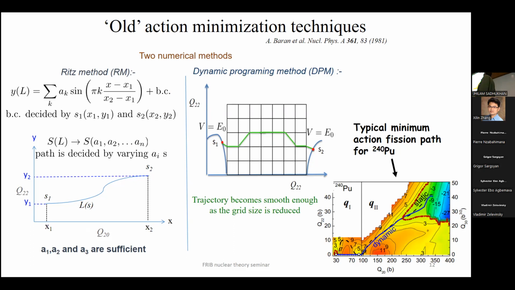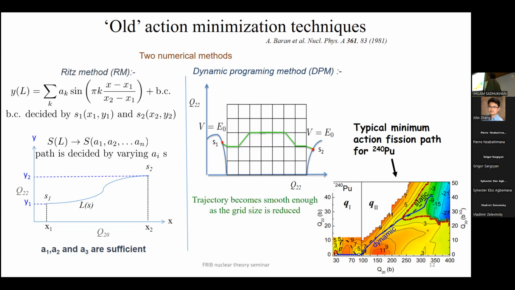And in the dynamic programming method, we divide the whole space into a small rectangular grid, and then from the initial point to the final point, we move layer by layer. In the process, we always optimize the path in such a way that it gives the minimum action up to a certain layer. So in that way, we proceed sequentially and reach the final point. We normally use this method because it proves to be more useful compared to the other method.